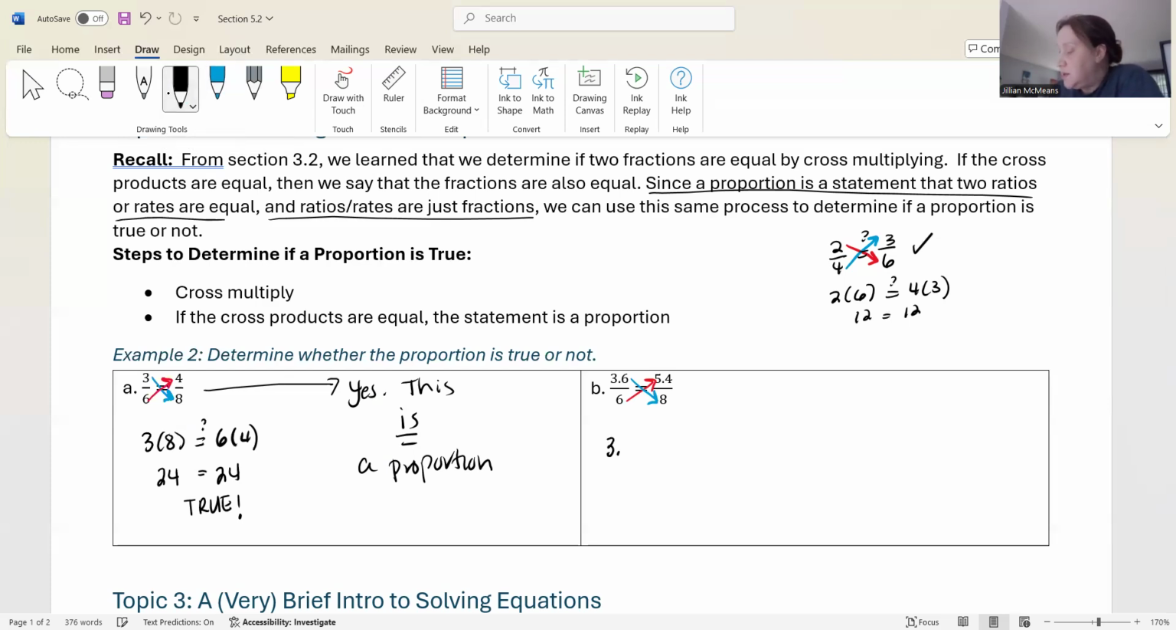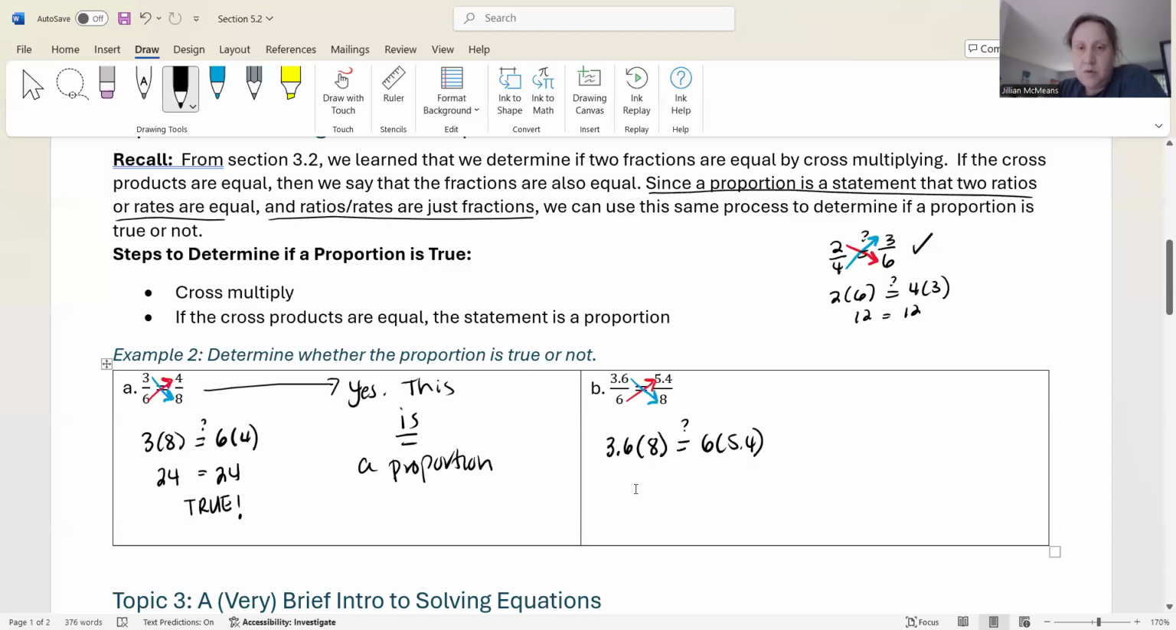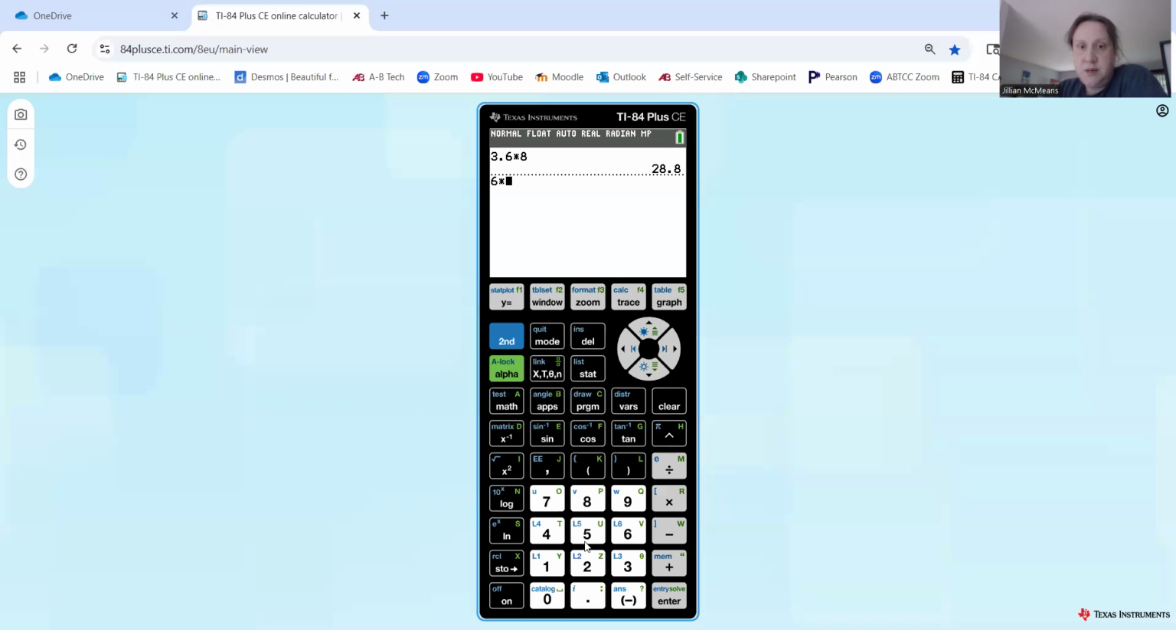So what we're testing is, is 3.6 times 8 equal to 6 times 5.4? If so, we would say that this statement really is a proportion. So we need to check 3.6 times 8 and 6 times 5.4. 3.6 times 8 is equal to 28.8. And then 6 times 5.4 is 32.4.